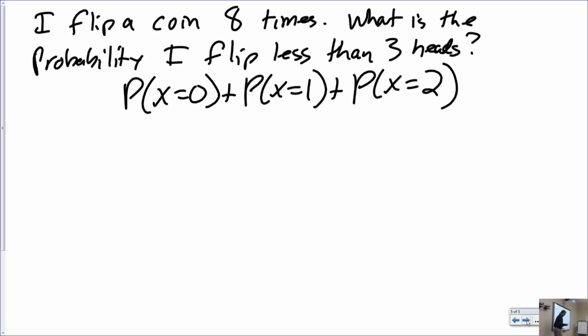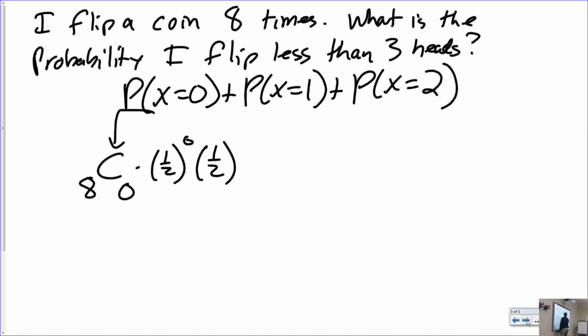In theory, let's use the binomial distribution first. What's my n for this event? 8. What's my x? 0, right? I want 0 successful outcomes, right? 1/2 raised to the 0th power times 1/2. And what's 8 minus 0, folks? 8.